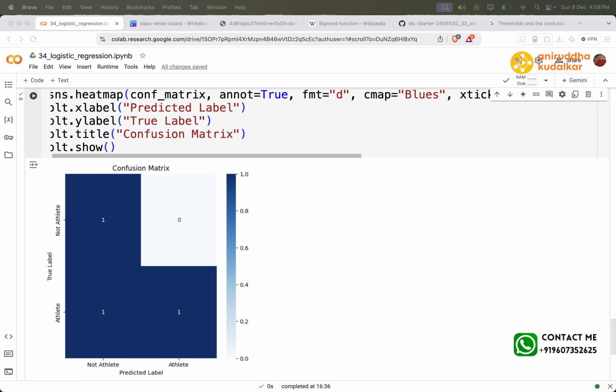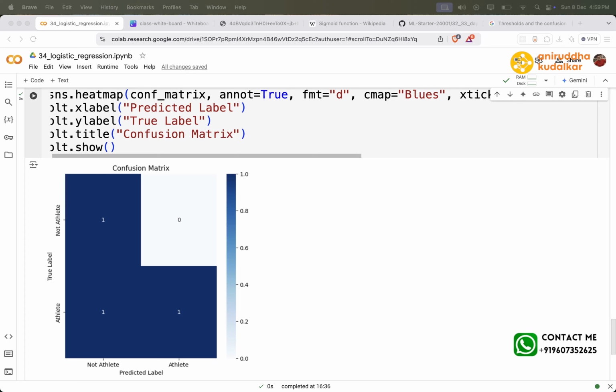So not athlete and athlete, what do they mean? Interpretation of the confusion matrix is what we are understanding here. How do you interpret this? If you see the 0 0, the color 1 is the dark blue and 0 is the white. A confusion matrix is a table that is used to evaluate the performance of the classification model on a set of test data for which true values are known. It allows us to visualize the performance of the algorithm.